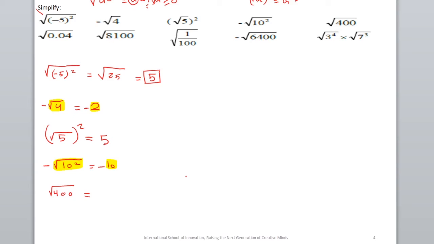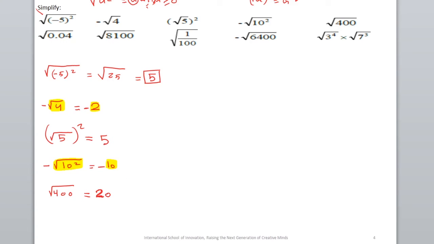But maybe some of you, 20 times 20, multiply 20 times 20, David said 400. So 20 squared is 400. So radical 400 is 20. Try 20 times 20, it's 400. Check. Right.